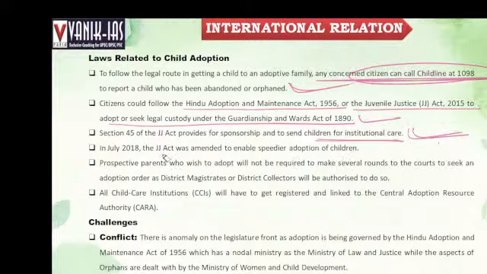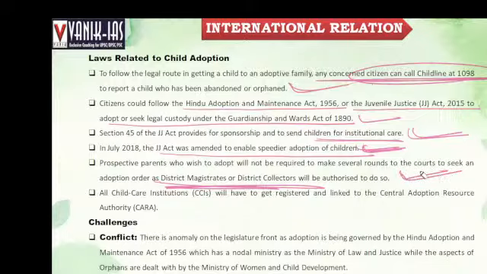In 2018, the Act was amended to enable speedier adoption of children. Prospective parents who wish to adopt will not be required to make several rounds to the courts to seek an adoption order. The district magistrate or district collector will be authorized to do so after the amendment of the Juvenile Justice Act.